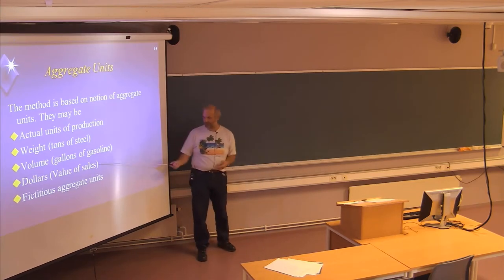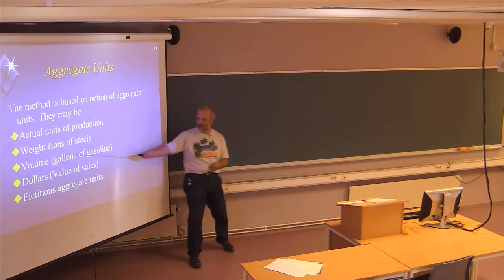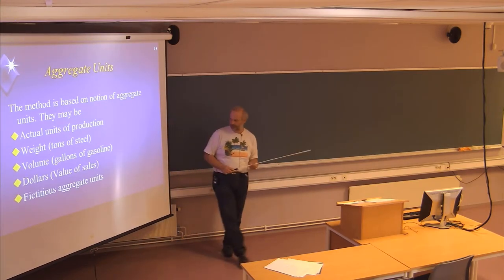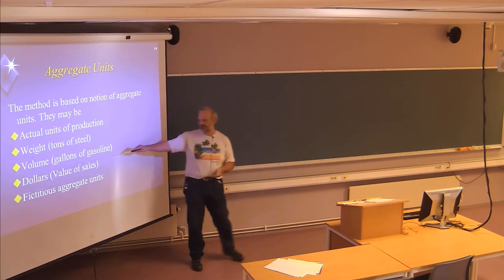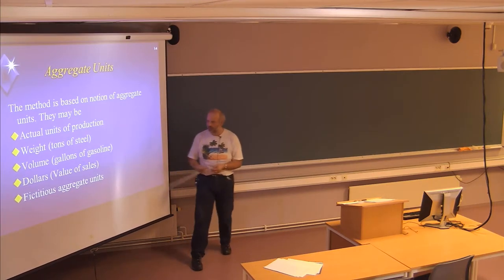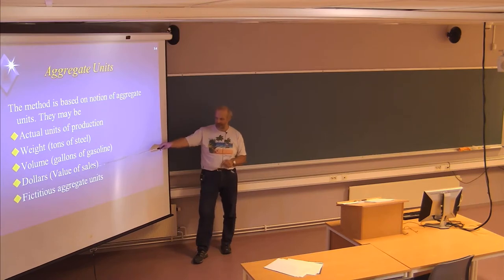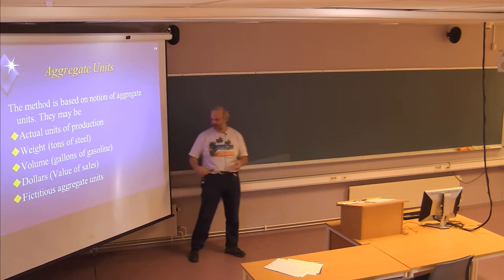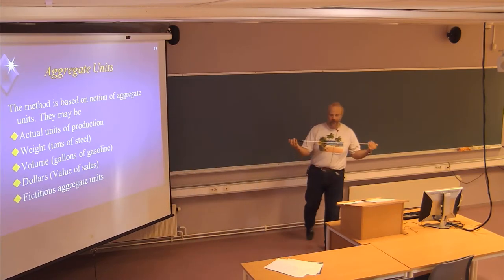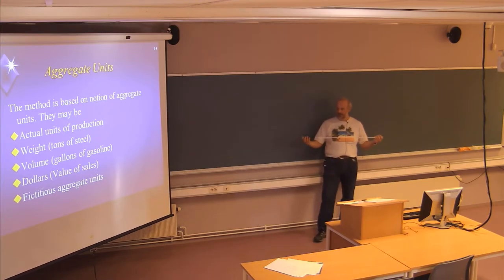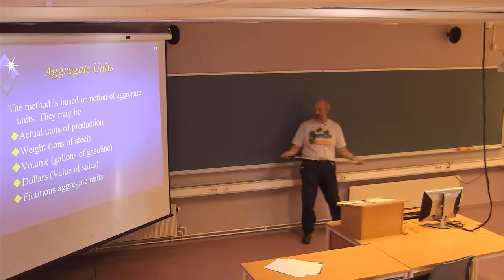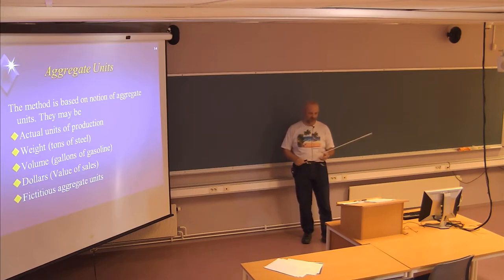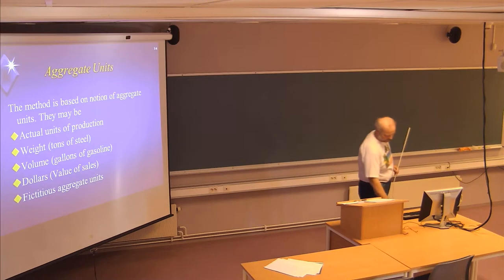For gasoline or liquids, volume is a quite natural unit. Gallons, liters, deciliters, or any other volume. Dollars is also, or kroner, any other currency. The value of the sales is a unit which can be used. And sometimes we should try to create some fictional aggregate units to be used in forecasting and planning, because these fictional units might be a better way to make forecasts and plans than to try to divide into different variants of the product.